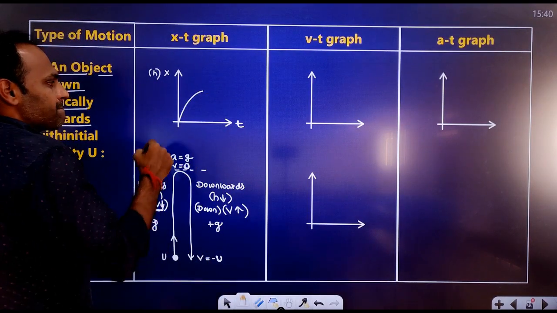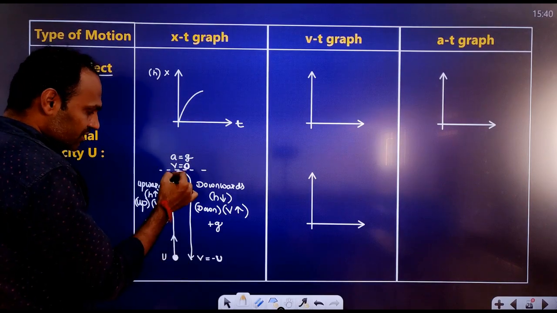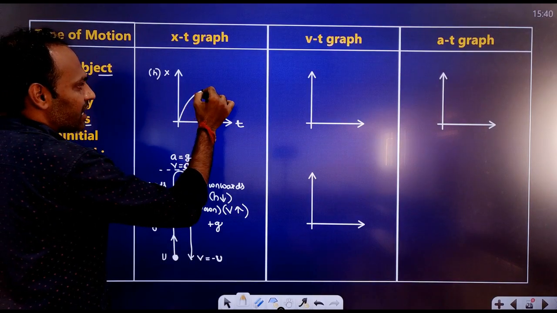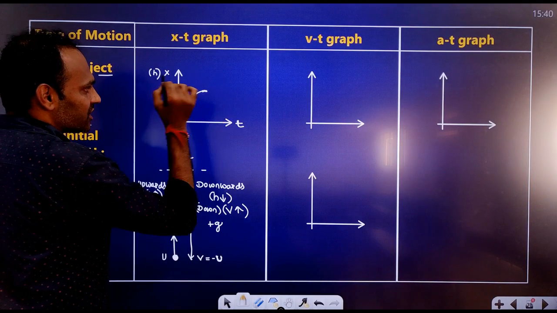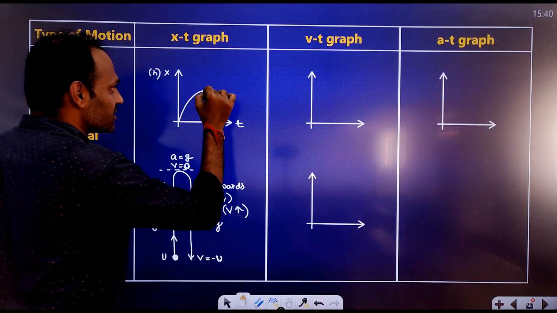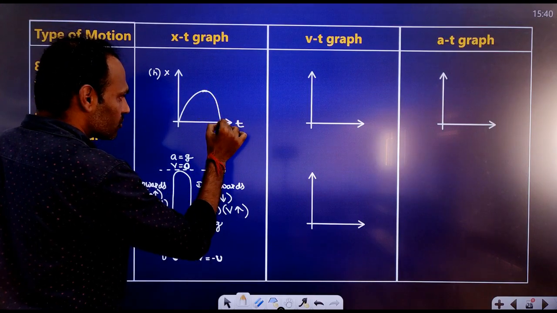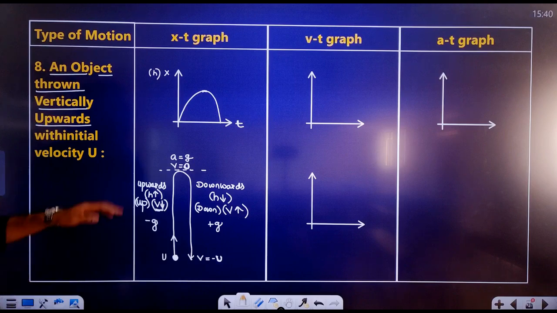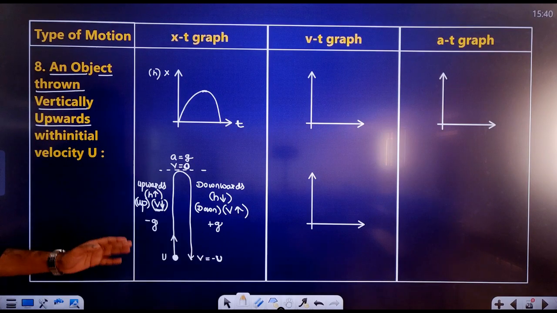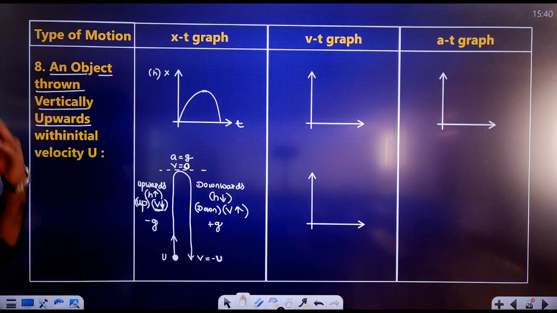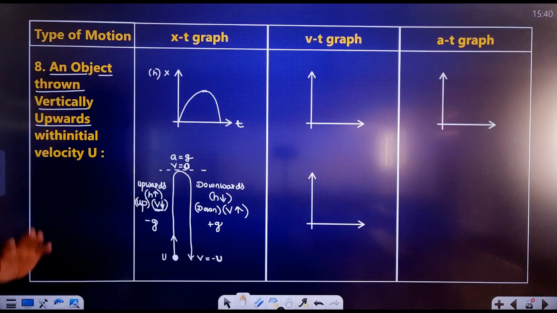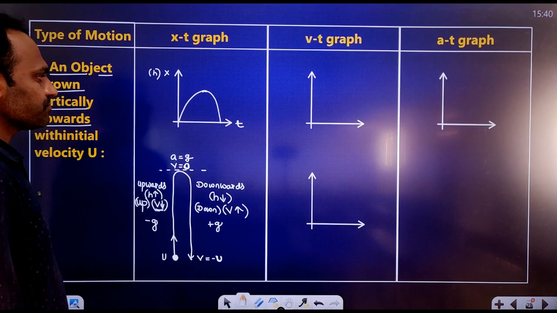See, when it is moving upwards, its height is increasing, and at this point it will reach the highest point. After that the height goes on decreasing. Right? So this is the xt graph for a particle or for a body which has been thrown upwards.